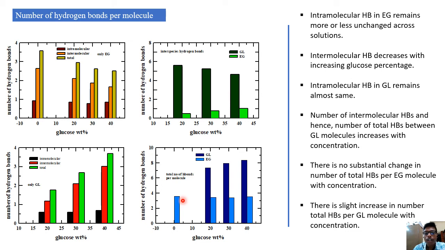So what is the overall scenario? The overall scenario is that the total number of hydrogen bonds per ethylene glycol molecule remains almost unchanged. But there is a slight increase in the total number of hydrogen bonds for glucose molecules with increasing glucose content in the mixture.